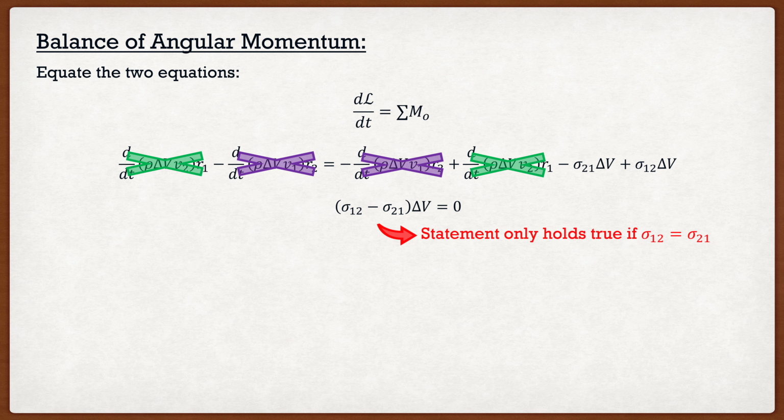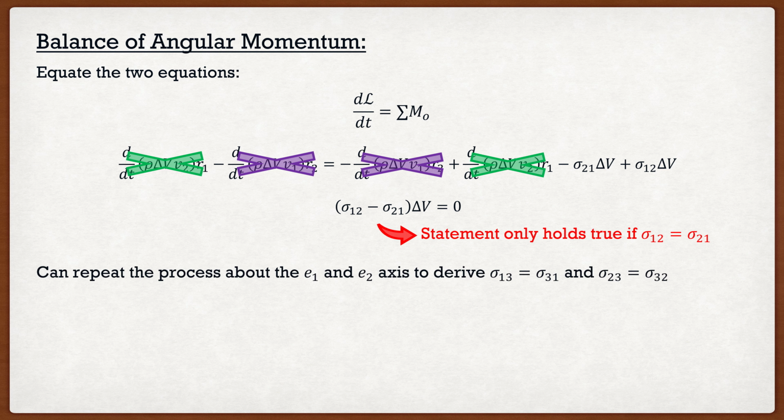Now, again, this process was for the angular momentum about the E3 axis. If we repeat this process for the angular momentum about the E1 and the E2 axis, we derive a very similar conclusion, in that sigma 1,3 is equal to sigma 3,1 and sigma 2,3 is equal to sigma 3,2, which in general means that sigma ij is equal to sigma ji, or basically our stress tensor is symmetric. So again, it's a very important thing that we discussed when we talked about the Cauchy stress tensor, and now this is the proof for it.